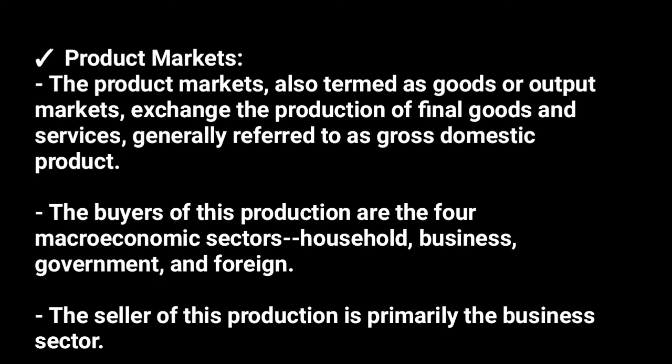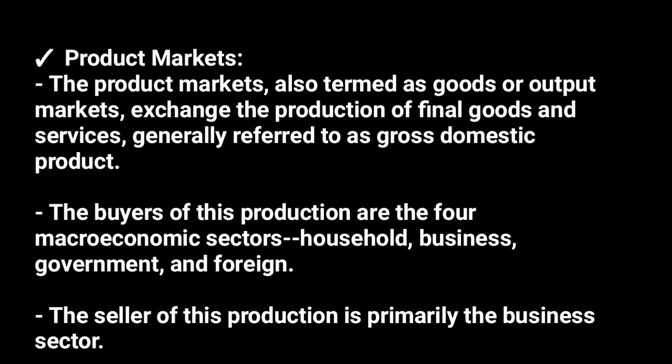It's generally referred to as gross domestic product. The buyers of these are the four macroeconomic sectors: the household sector, the business sector, the government sector, and then the foreign sector. They are the buyers in the product market. There is exchange of the final goods and services produced, and the seller of this production is primarily the business sector.